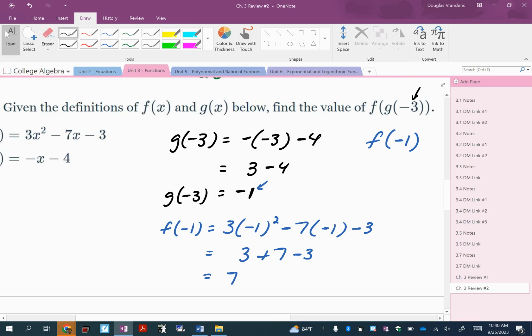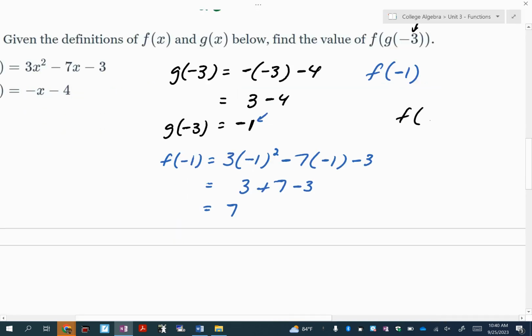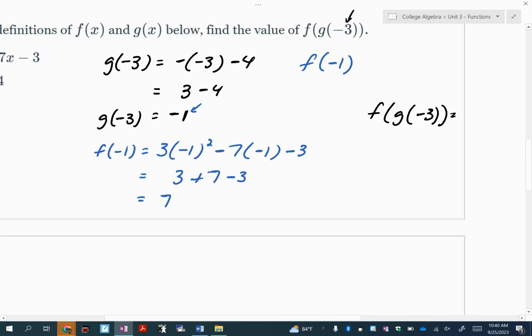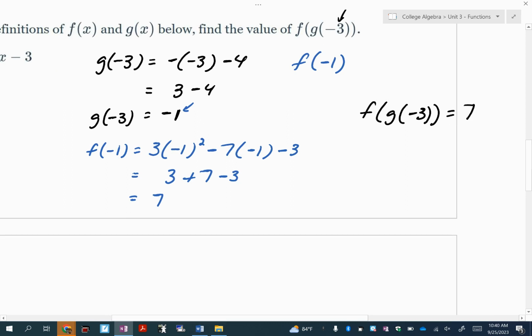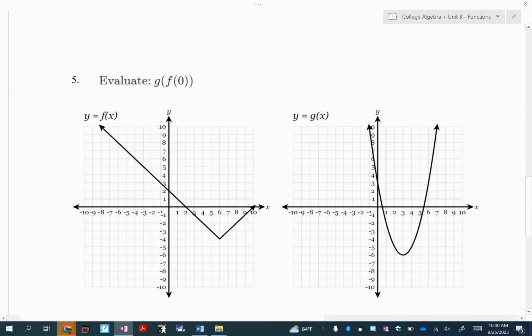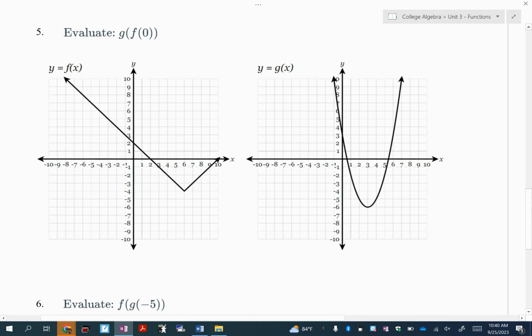So f of g of -3 equals 7. All right, that's composition when it is a value. So the next ones, the last two, and then we'll be done with this review. The last two are just like 3 and 4, right? But instead of giving you the function, they're going to give you the graphs. So it's the same process where we ignore the outside and work inside out, but it's going to be a little tougher to organize it in your brain.